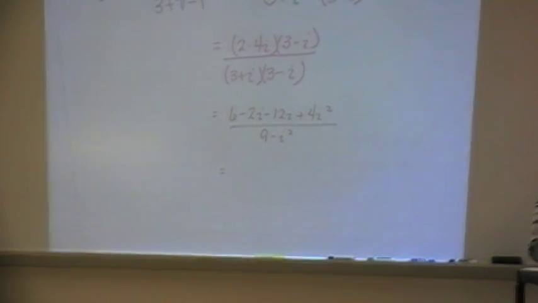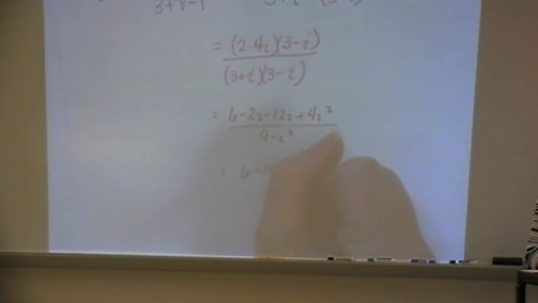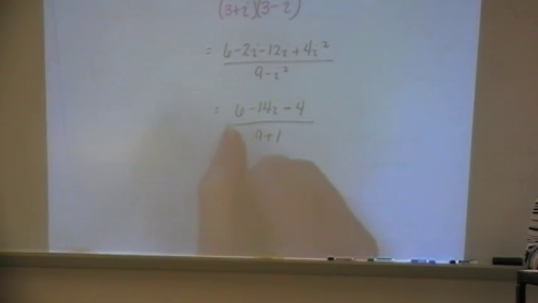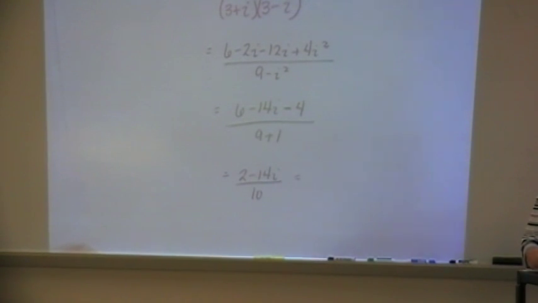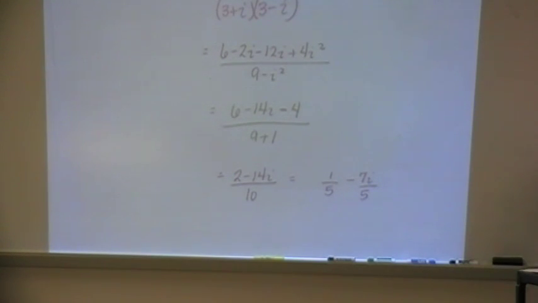And combine like terms. Don't forget, you want your real pieces listed first. Simplify that? Yes. So it'd be 1 minus 14i over 5, or 1/5 minus 7i over 5, because it does simplify. Everything's divisible by 2, so I went ahead and divided it when I broke it up.